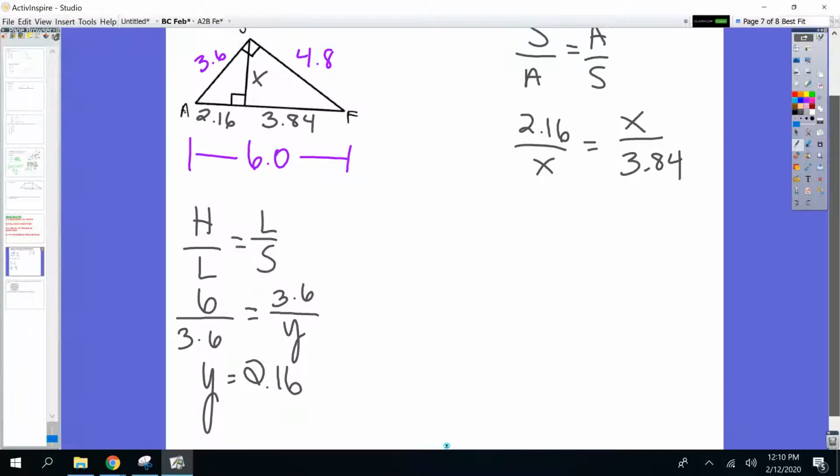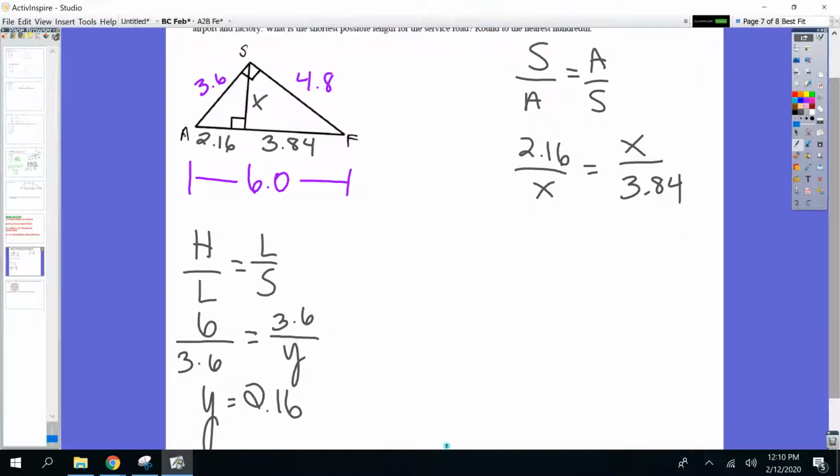It says round to the nearest hundredth, but it's going to come out to the nearest hundredth anyway. There's no need to round.